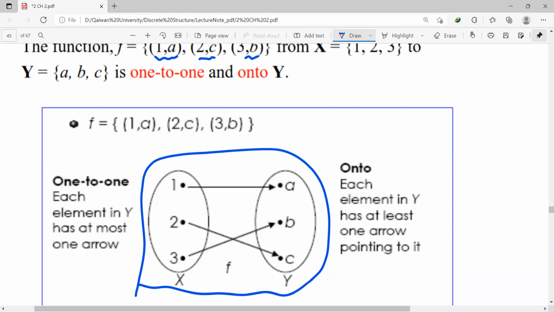We say a function is one-to-one if for different elements in X, we have different images for them. Okay, 1, its image is A. 2, its image is C. And 3, its image is B. So it's one-to-one. Okay, it's one-to-one. And then for onto, every element in Y is an image of an element of X, so that's onto also. It's both one-to-one and onto.